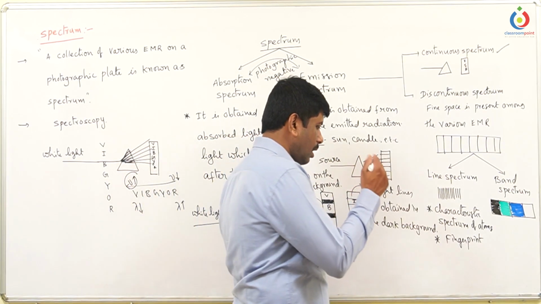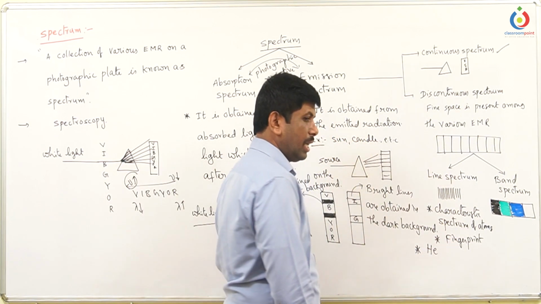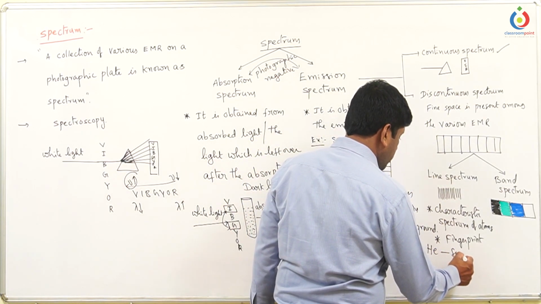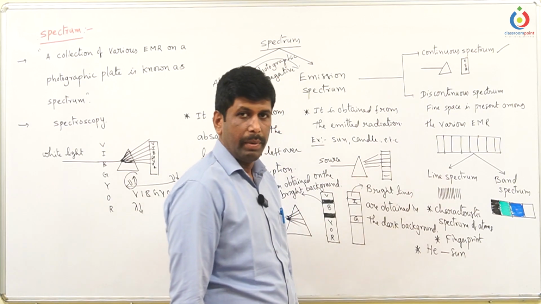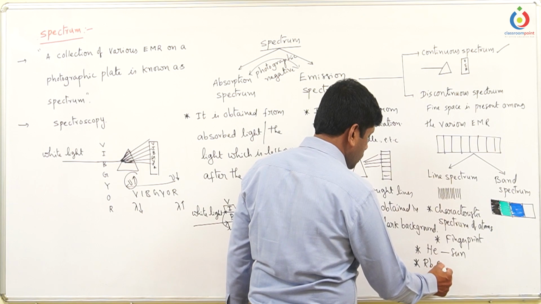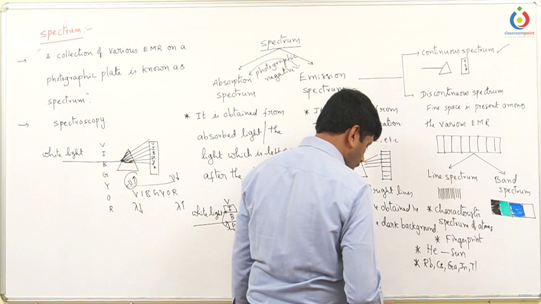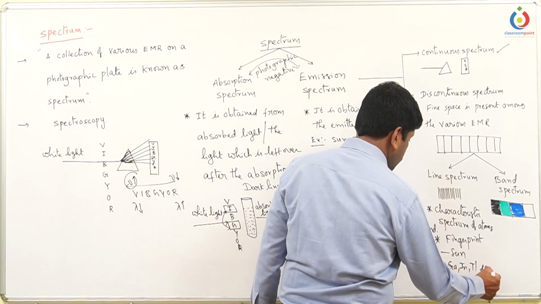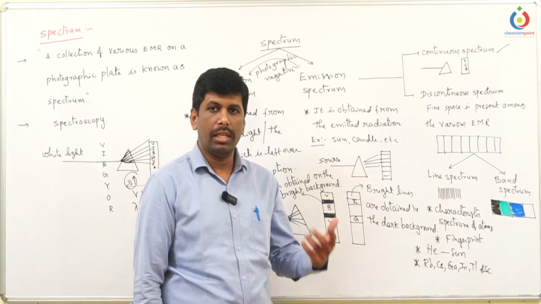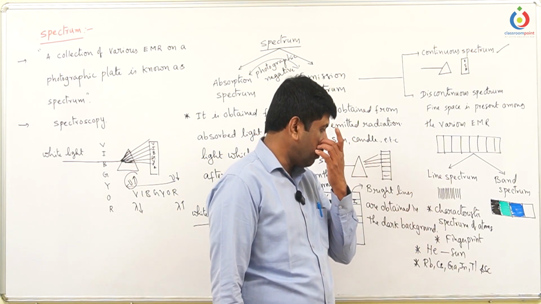And by using this line spectrum, scientists were able to discover some elements like helium. Helium was identified in the sun's atmosphere using the spectroscopic method, and afterwards rubidium, cesium, gallium, indium, thallium, and scandium. These elements were discovered in their minerals using spectral analysis. That's why line spectrum is a characteristic spectrum of the atoms.